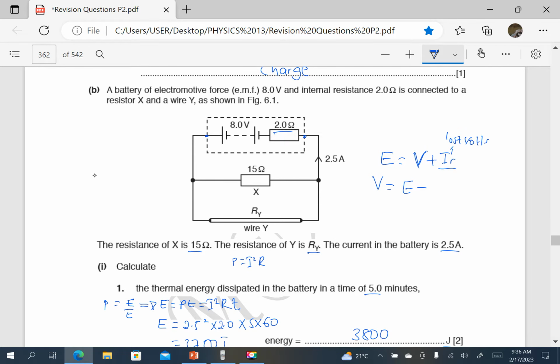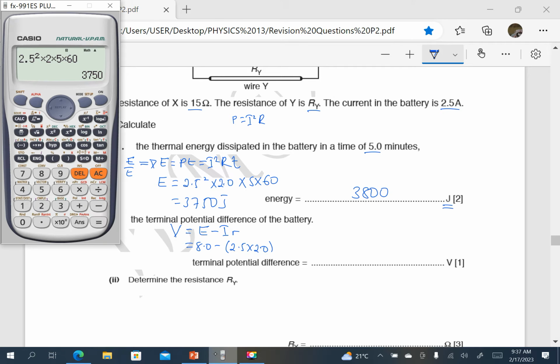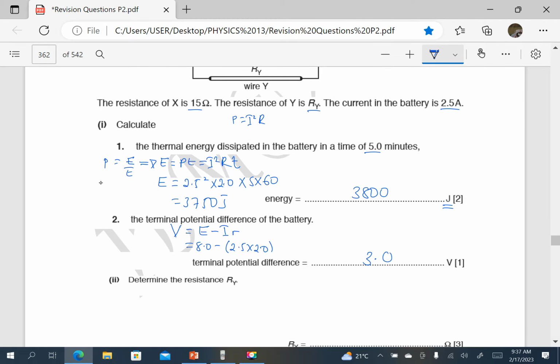This I times small r is the lost volts, where I is the current through the battery and small r is the internal resistance. So the terminal PD is going to be E minus I times r. Therefore, the terminal PD, which I'm going to call capital V, is equal to the EMF E minus I times small r. So this is going to be 8.0 minus 2.5 times the internal resistance, which is also 2.0. So we shall check: 8 minus 2.5 times 2, which is 3. So this is 3.0.